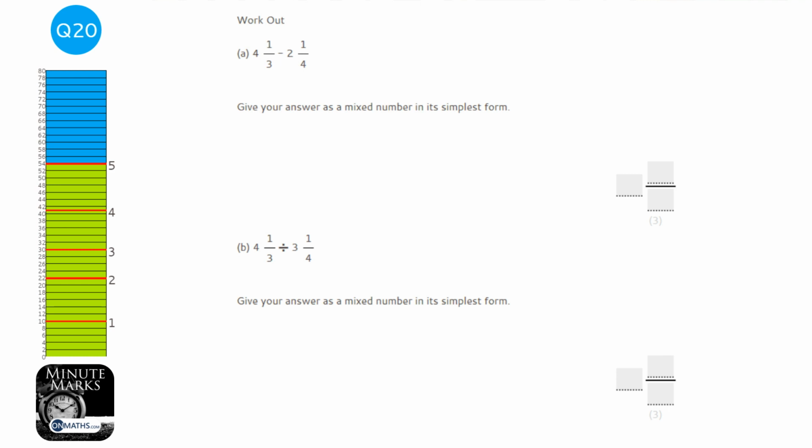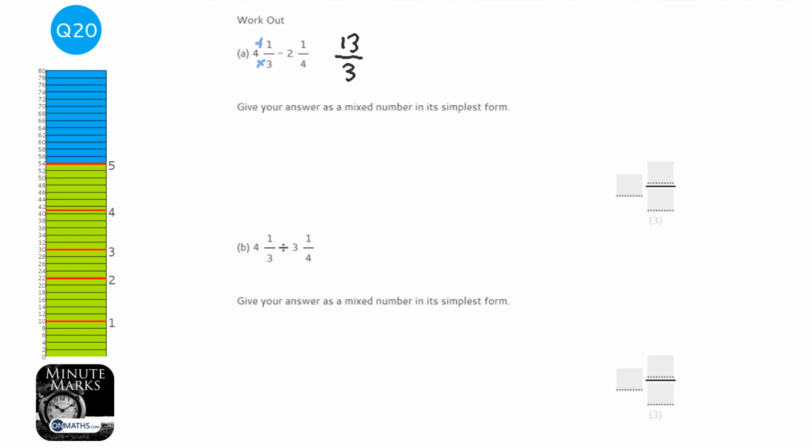So the first thing to do with these questions is make them top heavy. The way we do that is, if you look at 4 1/3, we times the 4 by the bottom and add it to the top. So we're going to times 4 by 3 to get 12 and add it to the top. So that gives us 13, and the bottom stays the same, over 3.